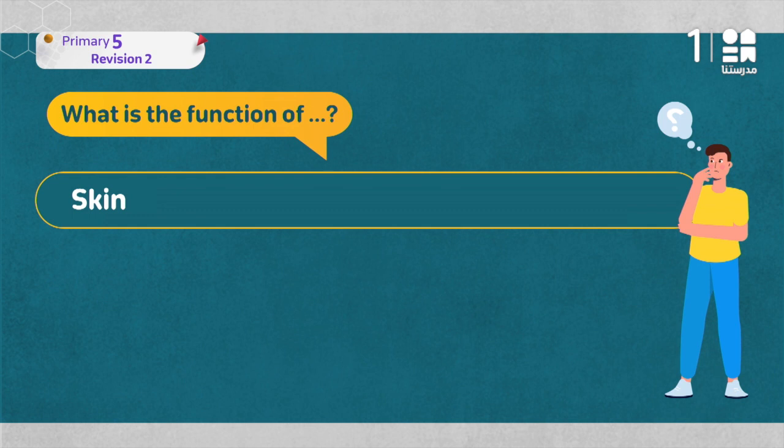Let's take another question. What is the function of the skin? Let's remember together. The skin was an excretory organ. Excretory organ means it gets rid of something.